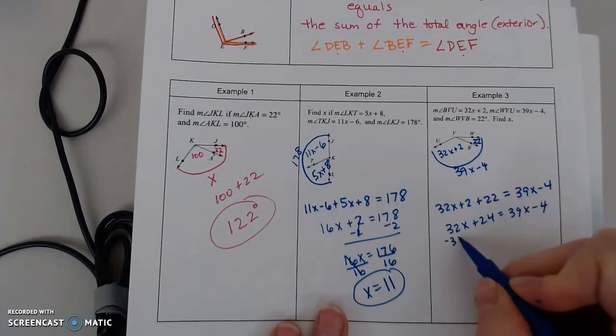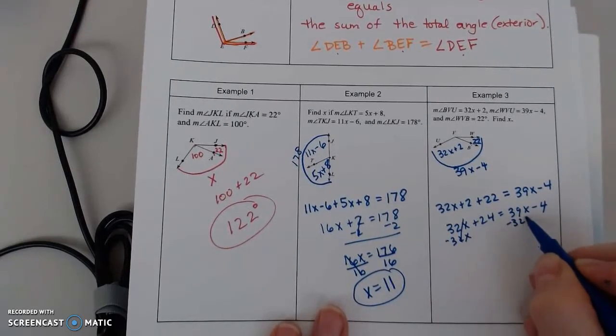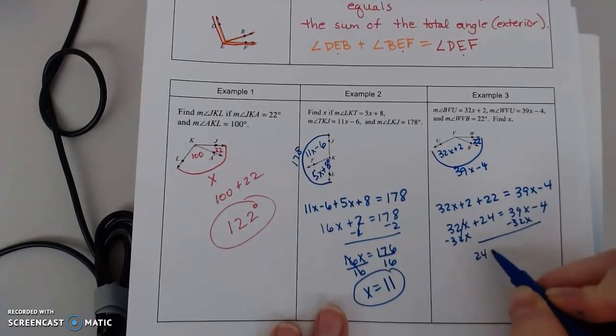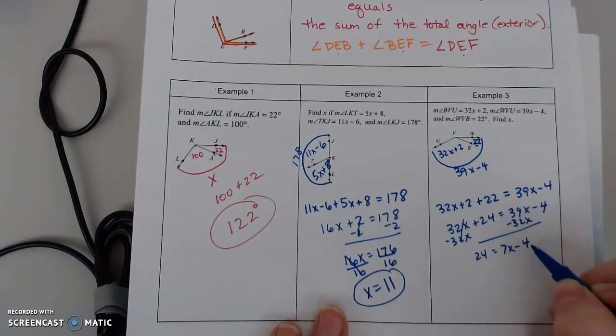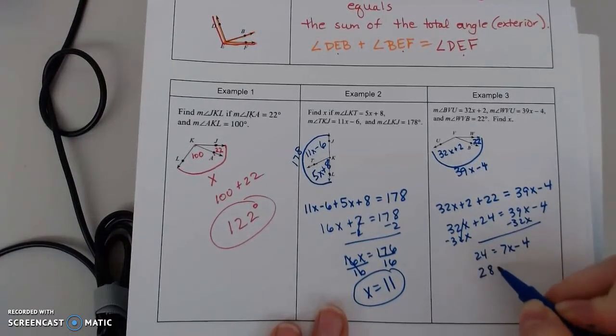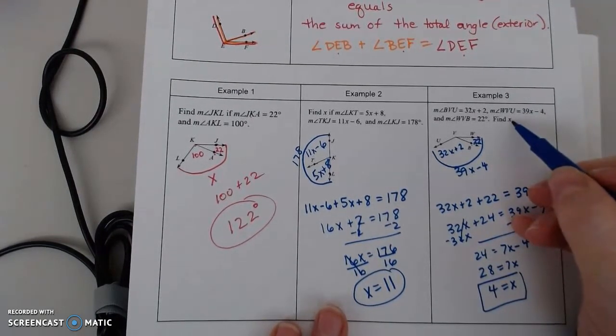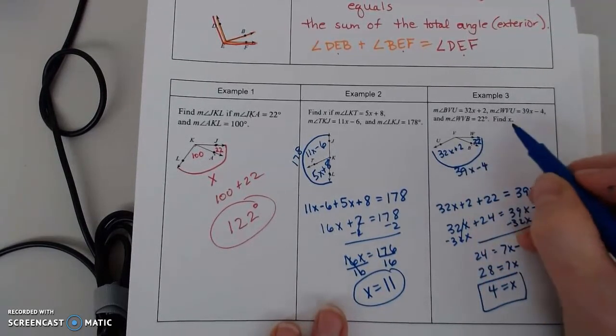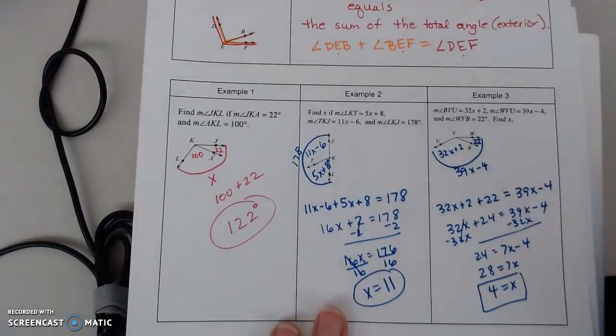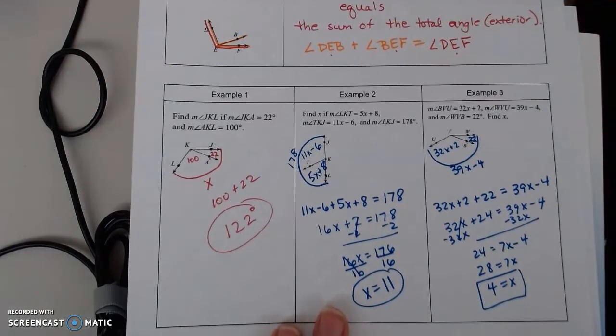And I'm going to subtract 32x. So 24 equals 7x minus 4. We'll add 4 to the other side and divide by 7. Now, they asked for x. Let's say they wanted to find UVB. Well, we would take that x and substitute. All right, so just answer what the question wants.